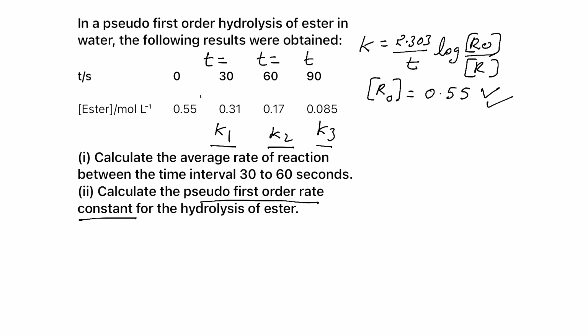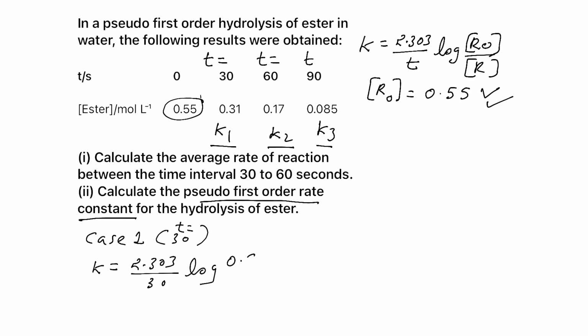Okay, we can check. Case 1, right? So 30 seconds. Okay, time is 30 seconds. So what is that? K is equal to 2.303 by, what is time? 30 log, what is R0 value? It is always same, 0.55 by, present concentration is what? 0.31. See, I am not showing the calculation part. See, that you have to do by yourself. You have to use a logbook. 1.91 into 10 raised to minus 2. And you know the unit of K for first order, right? What is that? Second inverse.